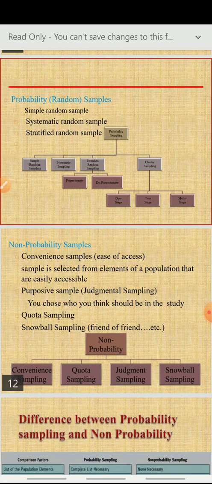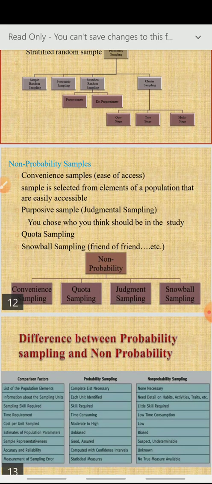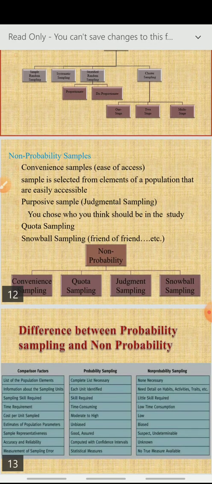Non-probability sampling is also of four types: convenience sampling, quota sampling, judgmental sampling, and snowball sampling. Convenience samples are where it is very easy and not difficult to collect the data, and it is very affordable as well as convenient. The sample is selected from elements of a population that are easily accessible.